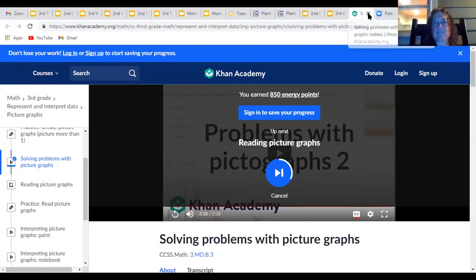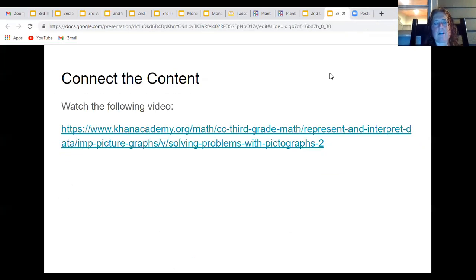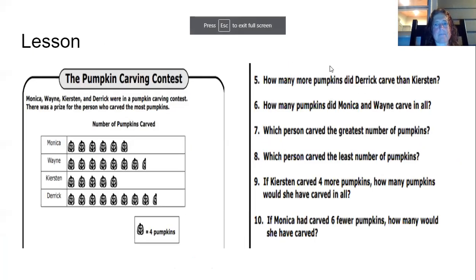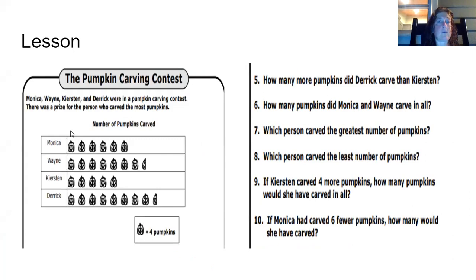All right, so that just gives you a little bit of a refresher on pictographs. Here we have a few questions we're going to go over about this pictograph. The title is The Pumpkin Carving Contest. Monica, Wayne, Kirsten, and Derek were in a pumpkin carving contest. There was a prize for the person who carved the most pumpkins.